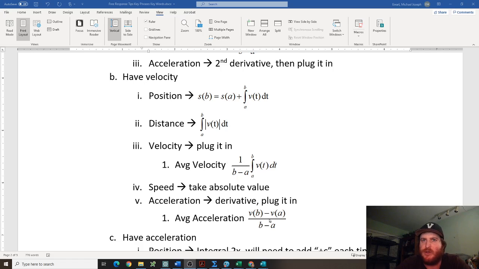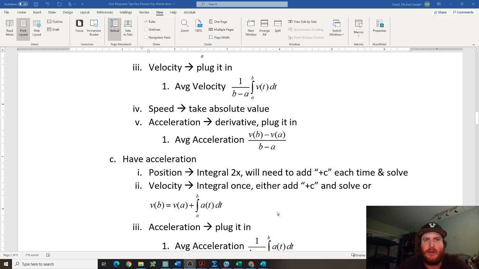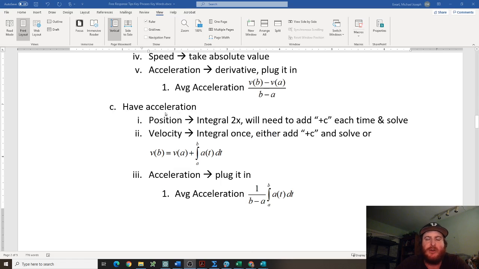If you want the average of its derivative, right, you're starting with velocity, you want the average of acceleration, which is its derivative, that's when you do the whole y2 minus y1 over x2 minus x1 thing. Okay. Lastly, they could give you a formula for acceleration. If they ask you for the position, and you're starting off with an acceleration formula, you have to take the integral twice, and you add c each time, and you solve for it.